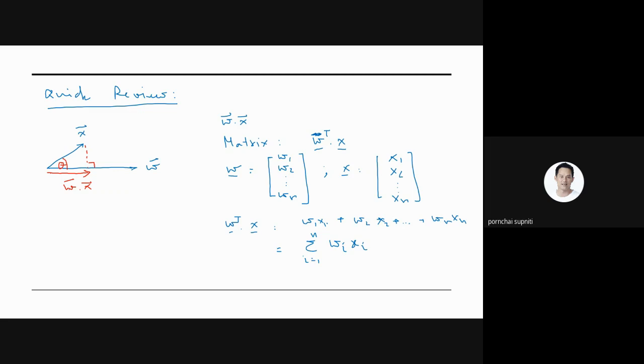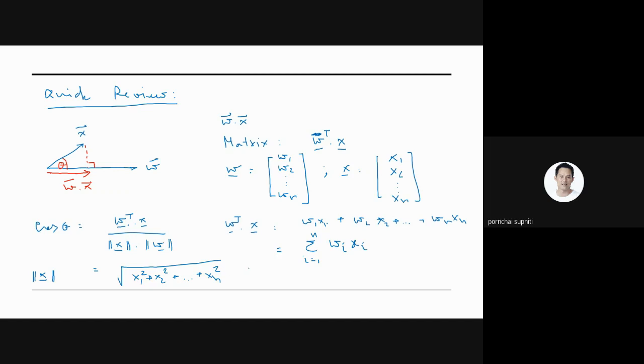In addition, if you want to know the cosine theta, cosine theta is computed from w transpose x divided by the size of x times the size of w. Okay, where the size or the length of x is defined by the square root of x1 squared plus x2 squared, all the way to xn squared.